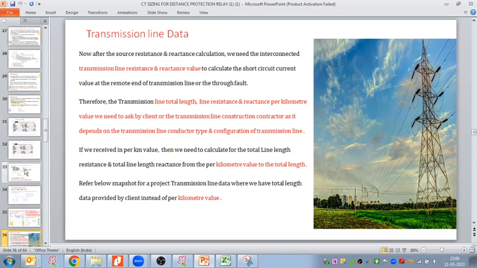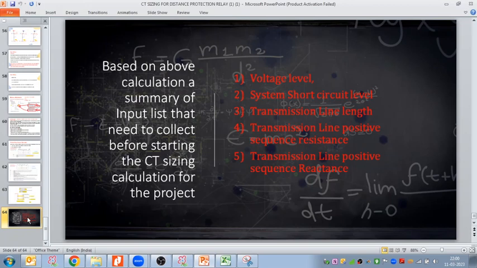Along with these calculations I am also making a list. Whenever your project manager asks you to do the CTVT sizing calculation, what will you ask your project manager before starting? The voltage level, from the tender you know the voltage level. The system short circuit current, from the tender you know that. The transmission line length, we will ask. And the transmission line positive sequence resistance and reactance, you will ask.